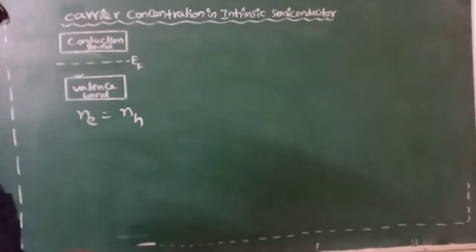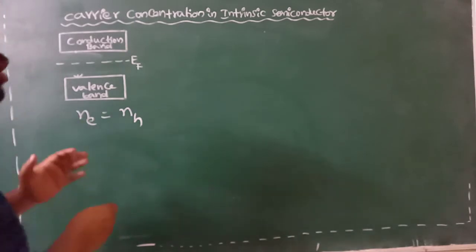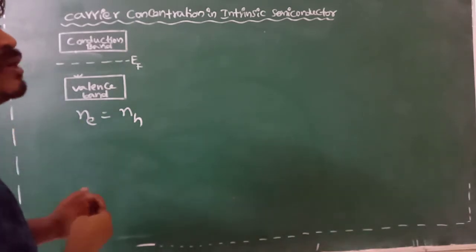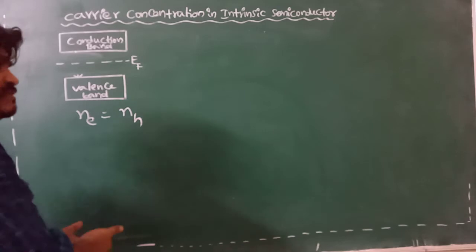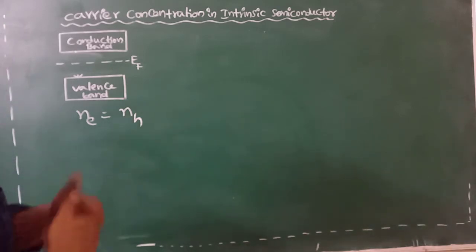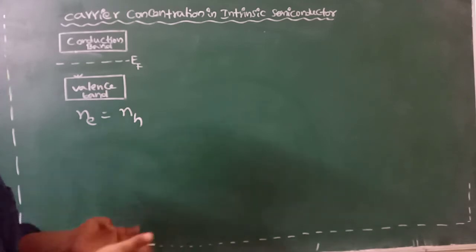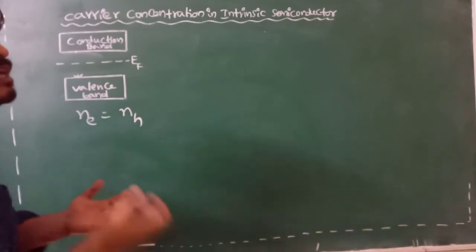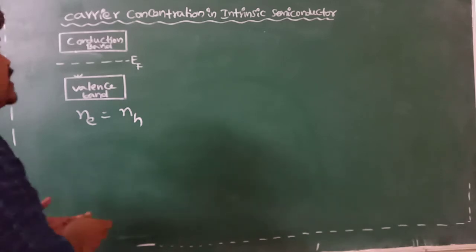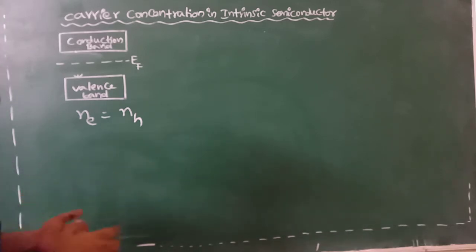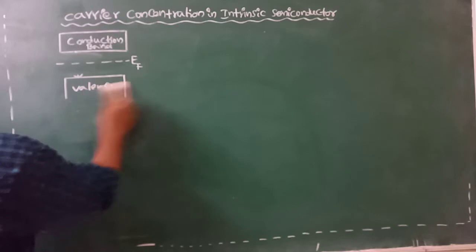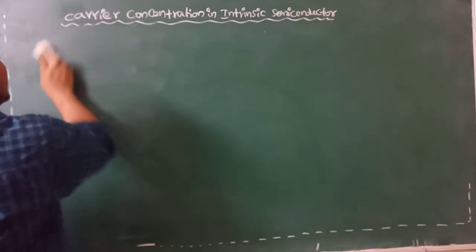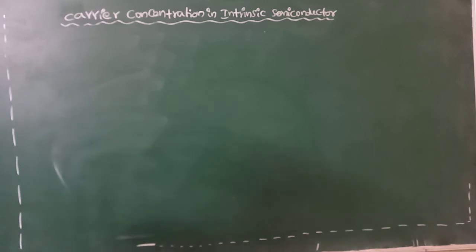Now first of all we have to find out how many electrons are present per unit volume in the intrinsic semiconductor, as well as the number of holes present per unit volume. From these values we can find the net carrier concentration per unit volume. Remember the point: the number of electrons is equal to the number of holes in the case of intrinsic semiconductor.